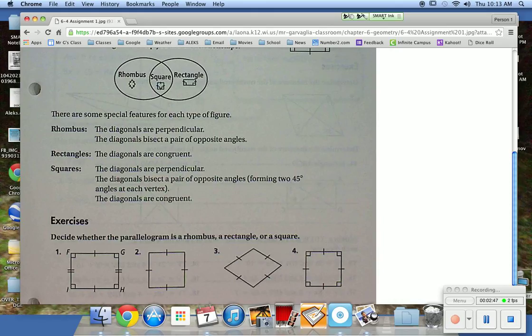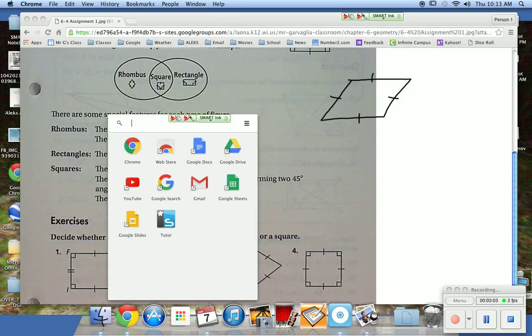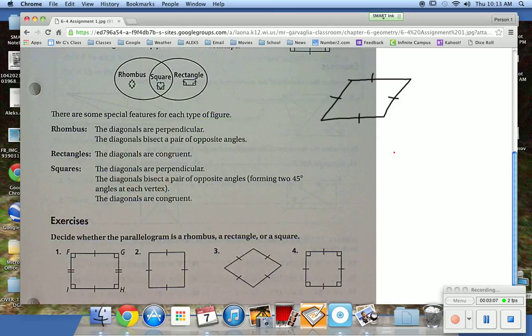Rhombus. Diagonals are perpendicular to each other. What does that mean? If I make a rhombus here where I say each of these sides are equal and I draw my diagonals between it, I draw my diagonals here. These are perpendicular.